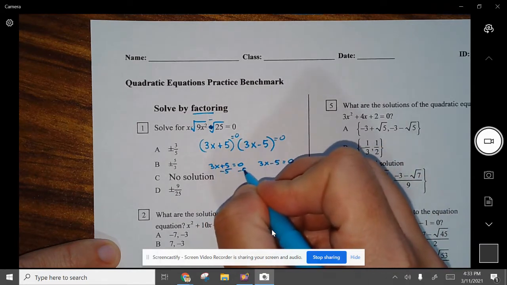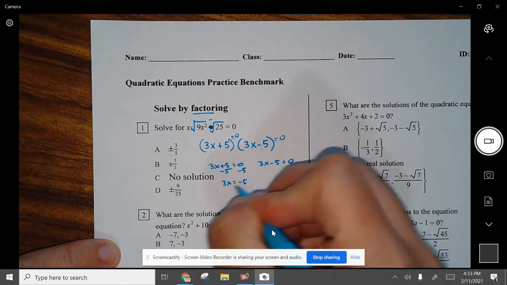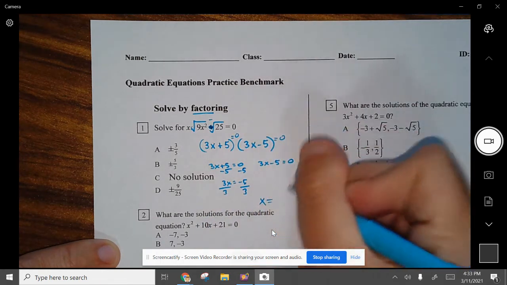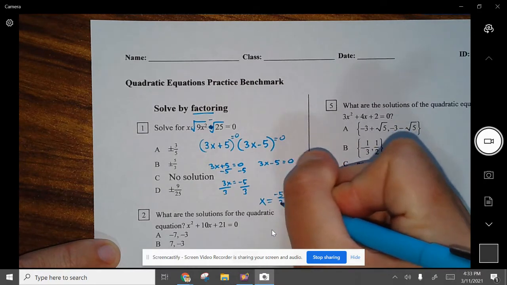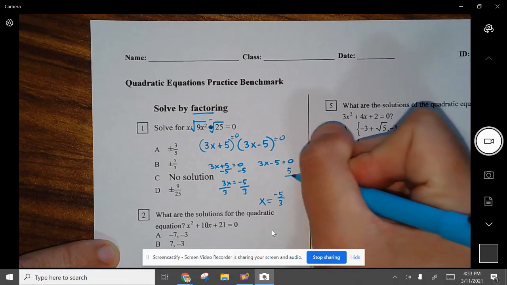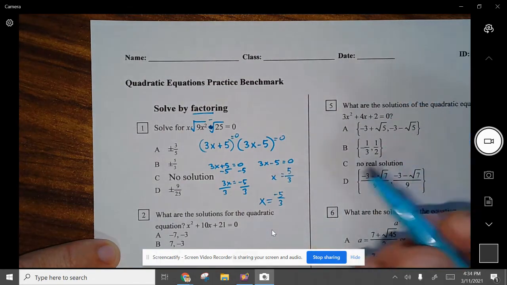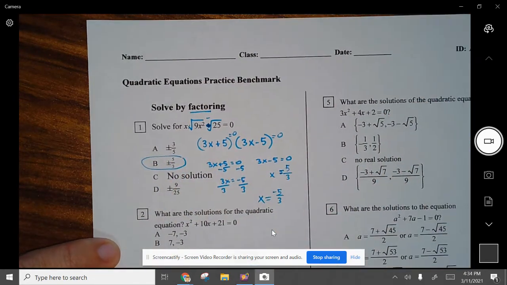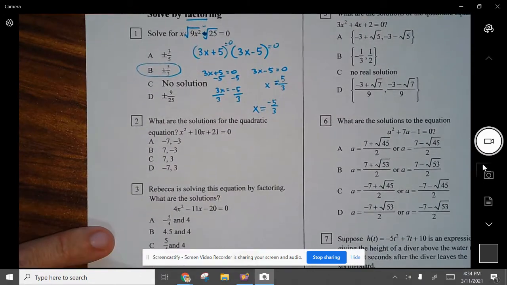If I subtract 5, I get 3x equals negative 5. Divide by 3, x equals negative 5 over 3. If you do this one, you're going to get x equals positive 5 over 3. Plus or minus 5 over 3. Boom, right there. Okay. All right, the next one.